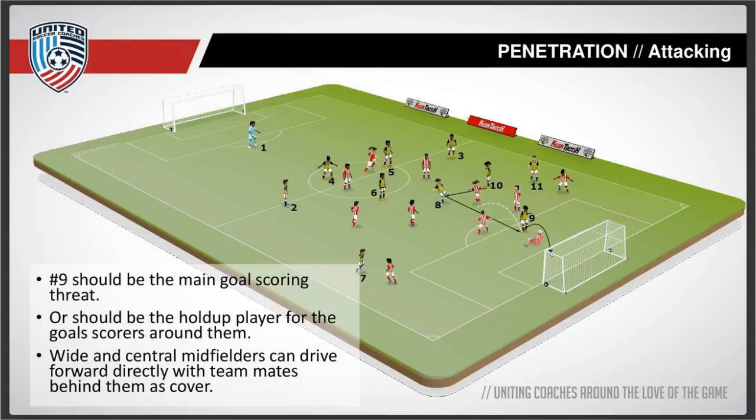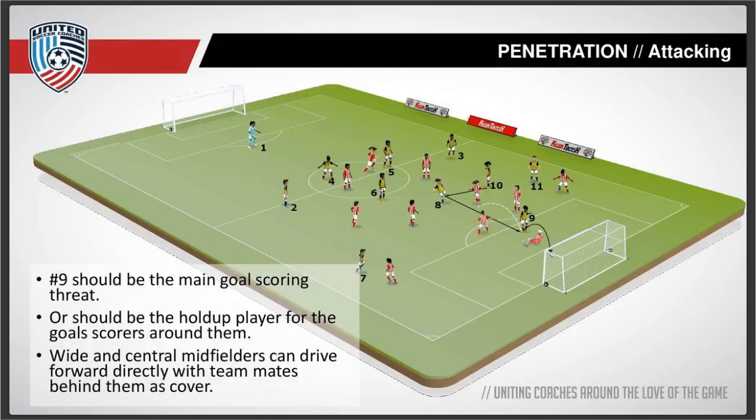So what we see here is that in most cases in the 1-4-5-1, the central striker, the number 9, should be our main goal scoring threat because of the high position she or he maintains, and hopefully they have finishing ability. The other way they can play, of course, is as a hold-up player, more of a target player to bring other players in. So sometimes the number 9, if possible, could check into space to allow players to run beyond him or her.